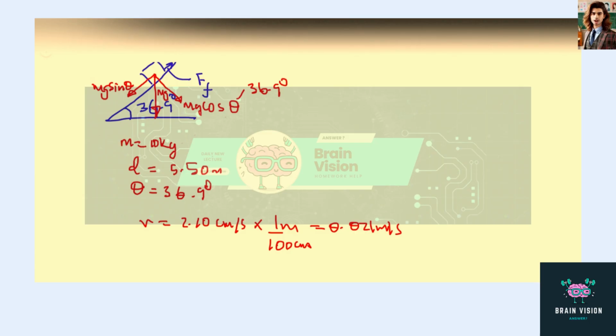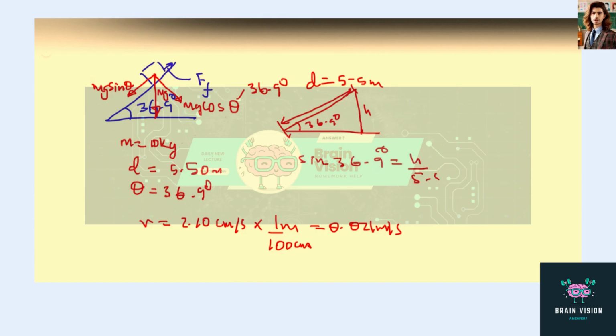We need to find the height of the incline. So if that's the incline, that's the height h. That's the angle, 36.9 degrees. The distance, d, that's the length of the incline, 5.5 meters. Trigonometry says that sine of 36.9 degrees equals h over 5.5 meters. So the height of the incline is 5.5 times sine 36.9, giving us a value for the height of the incline, which happens to be 3.3 meters. So this is going to be helpful.